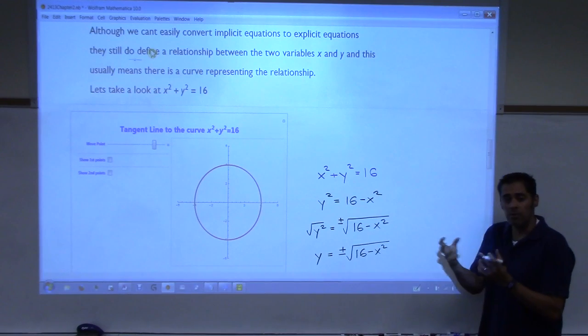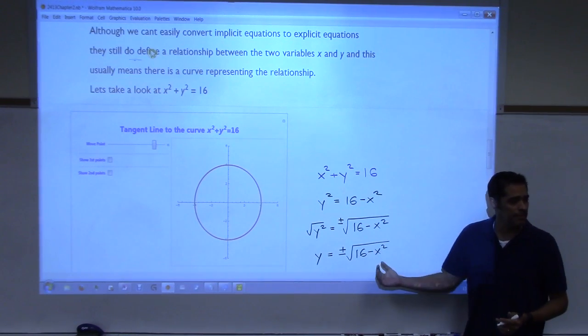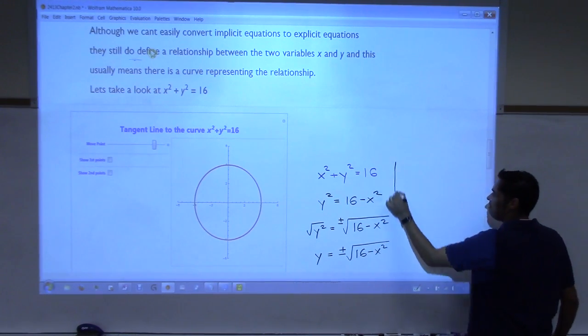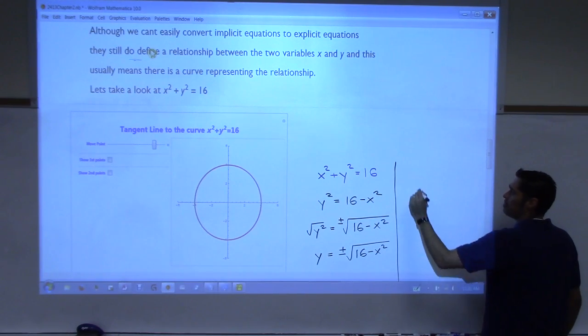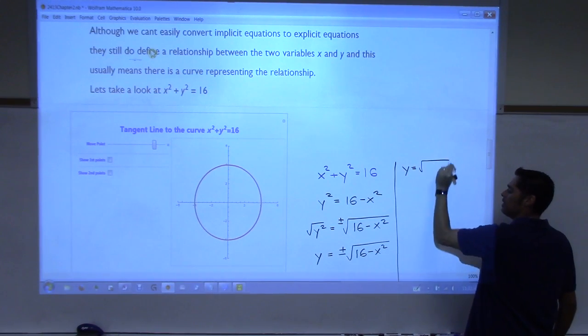But I still do have a relationship here with y and x, don't I? So what I could continue to do is break this up into two different functions. I could say, all right, well, y is positive. Here's the positive one.